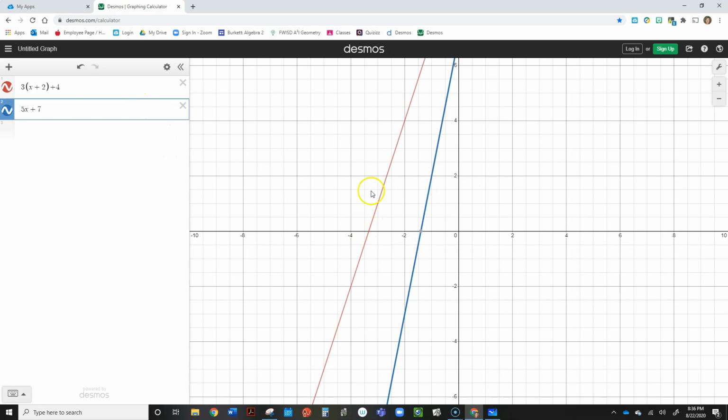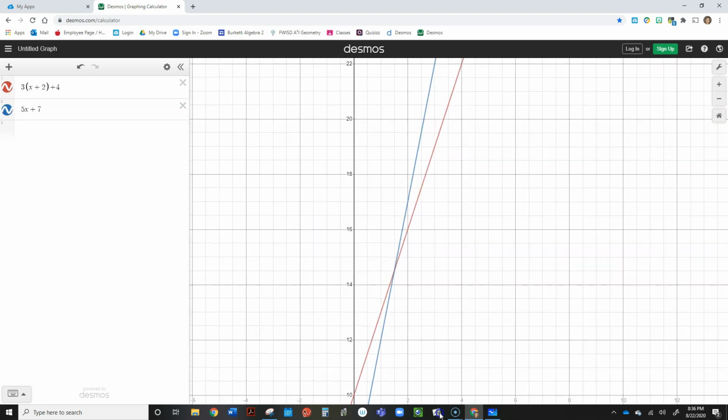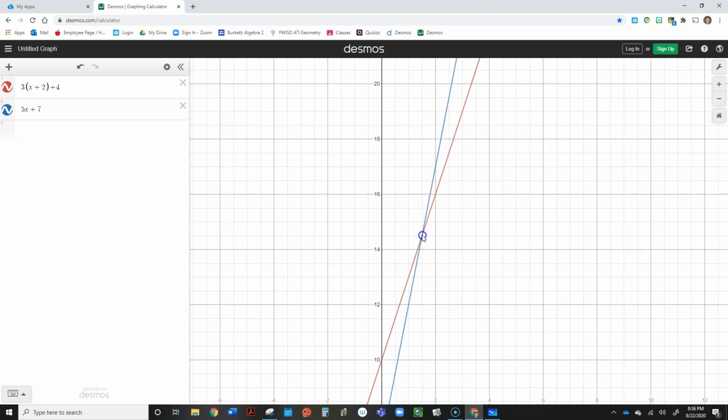And now what you're looking for, since I did 5x plus 7, what you're looking for is where these two lines intersect, where they cross each other. And you're like, well, they don't. I can't see where they do. In Desmos, you just drag it down right there. And when you click on that, it'll show you.